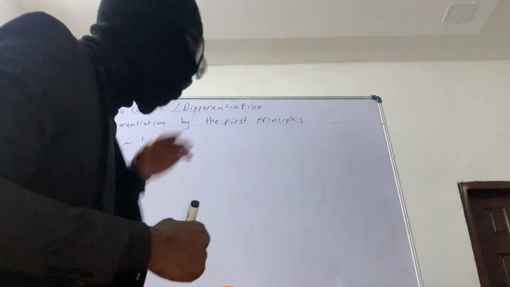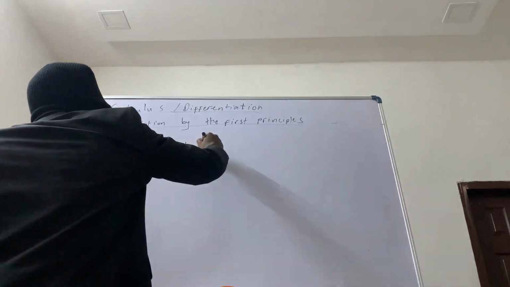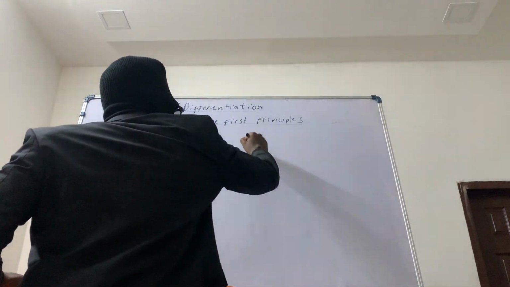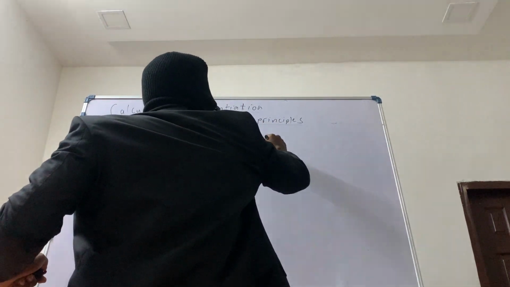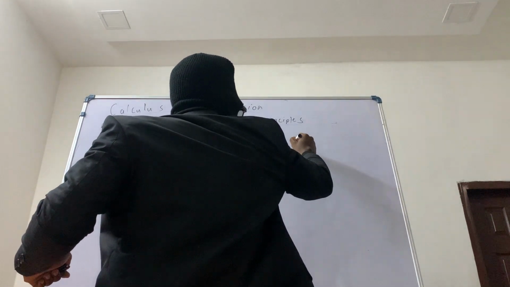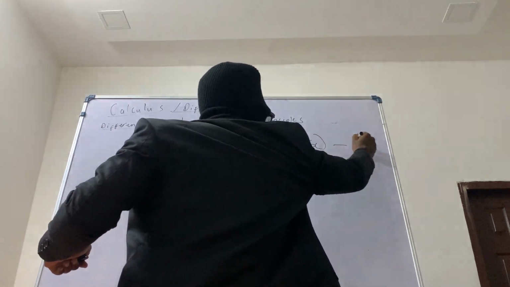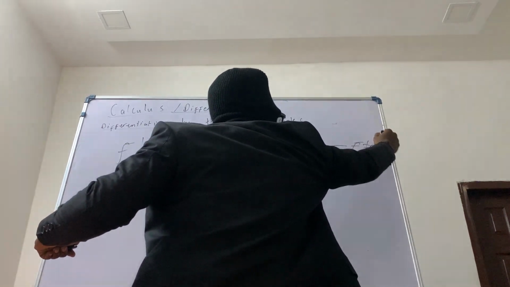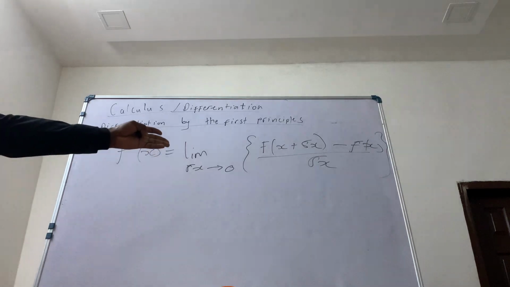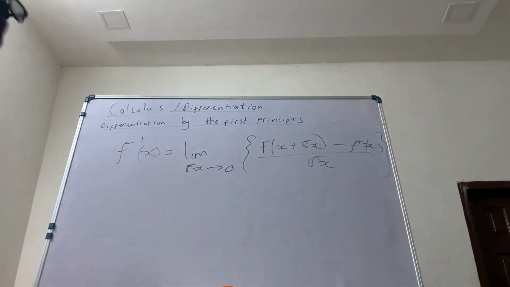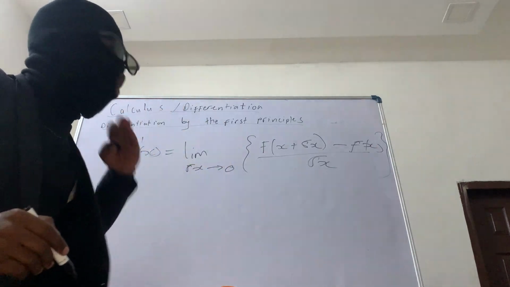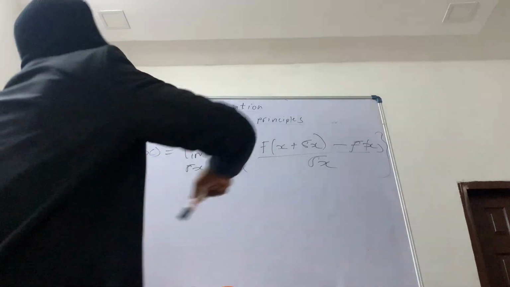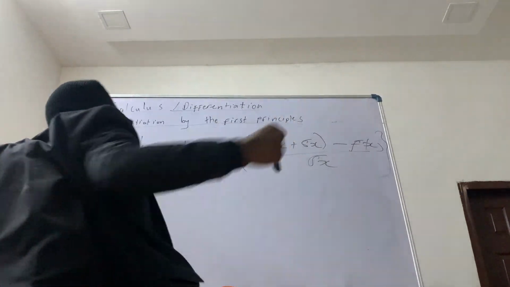So what does the first principle say? It says that the limit as delta x approaches 0 of [f(x plus delta x) minus f(x)] over delta x. This is the first principle. This is the formula that we are going to be using when we want to differentiate using the first principle.